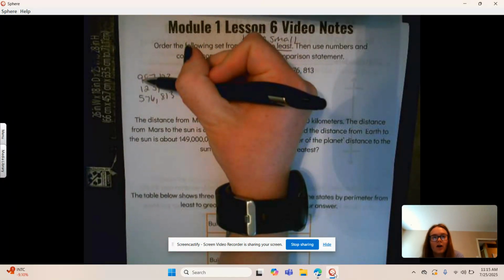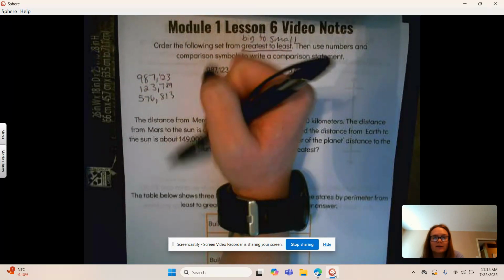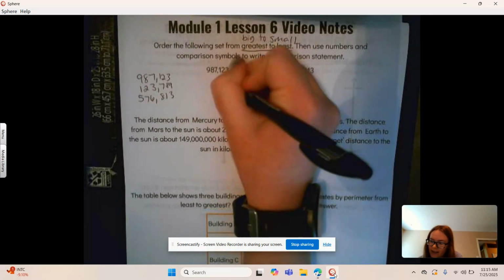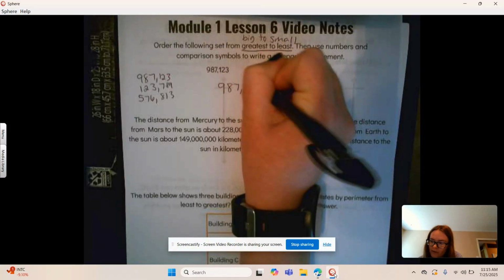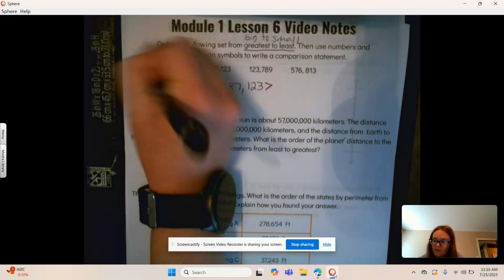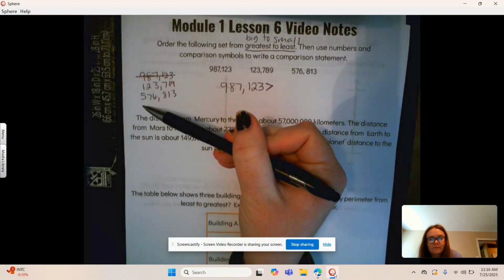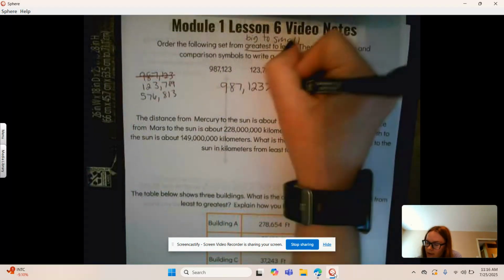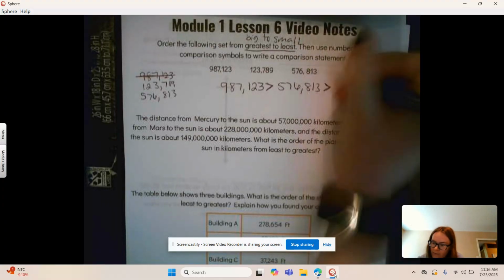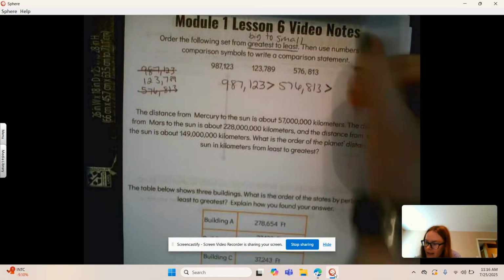So we have a 9, a 1, and a 5. Which one is bigger since we're going biggest to smallest? The 9, good. So that one's going to be biggest. 987,123 is greater than, okay, let's mark that one out. What's our next biggest number? A 1 or a 5? Good, it's the 5. 576,813 is greater than. Let's mark that out, and we only have one left. 123,789.